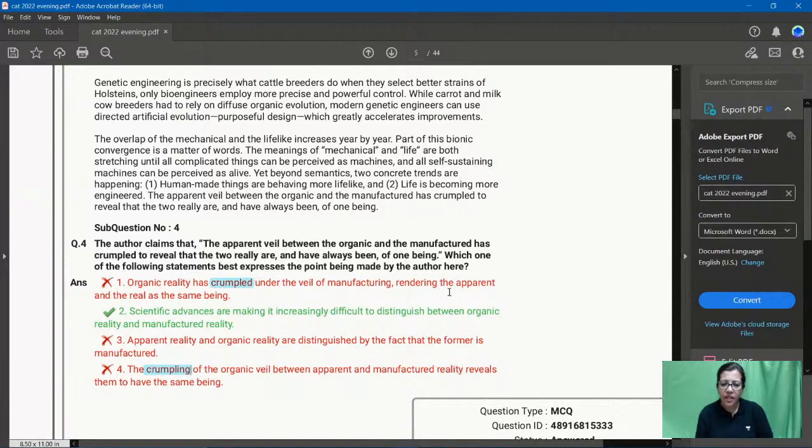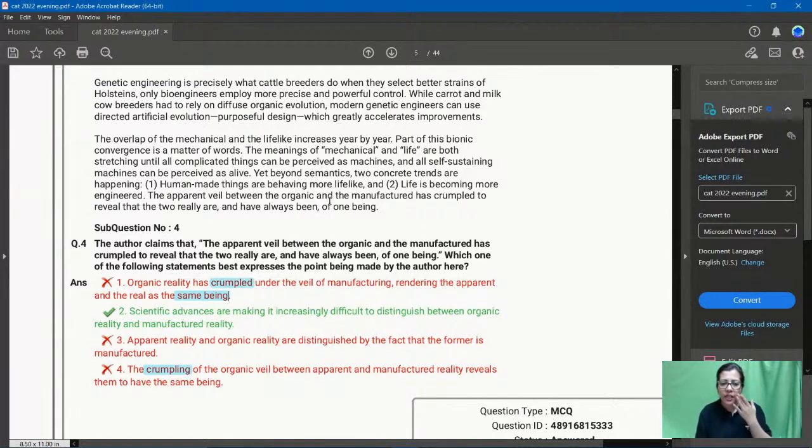Under the veil of manufacturing, rendering the apparent and the real as the same being. This is word play. How can the apparent and the real be the same? No, it says above, go back to that and see.